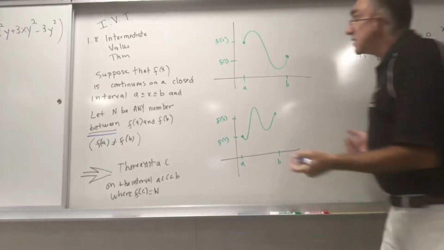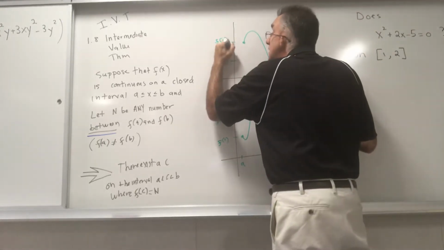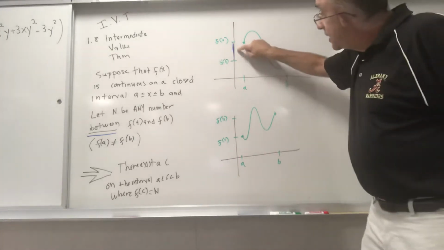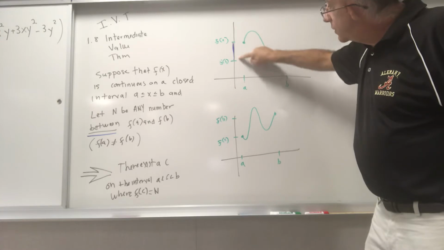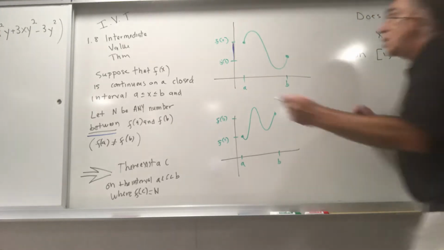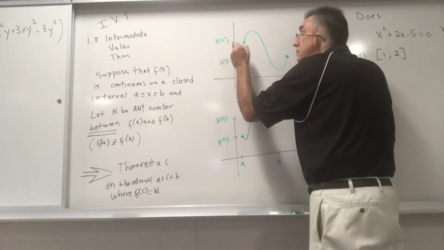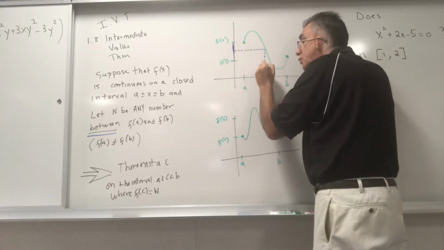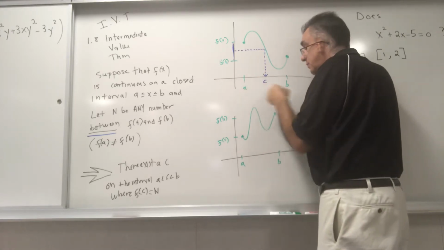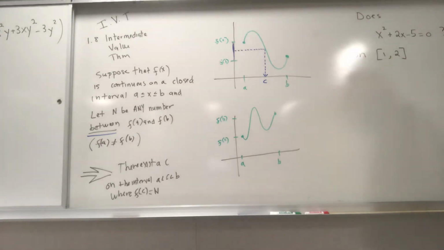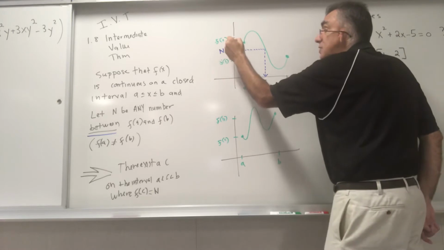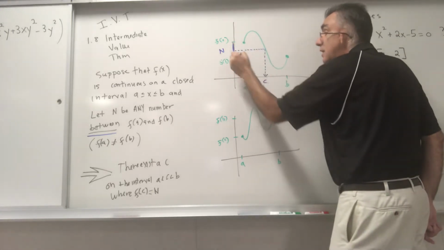Now, what the theorem says is, as long as I choose any n between these two, no matter what I do, there's going to be at least one C value that is between A and B. Okay? So if I choose any n, I could choose n up here, I could choose n down here.